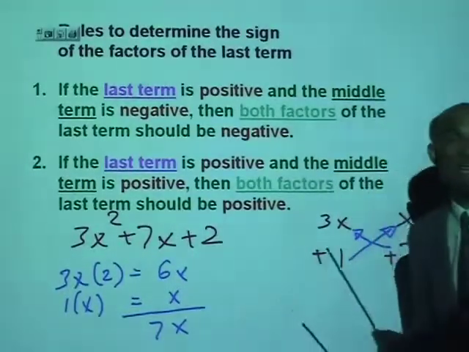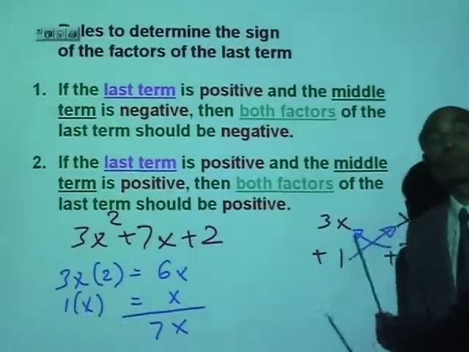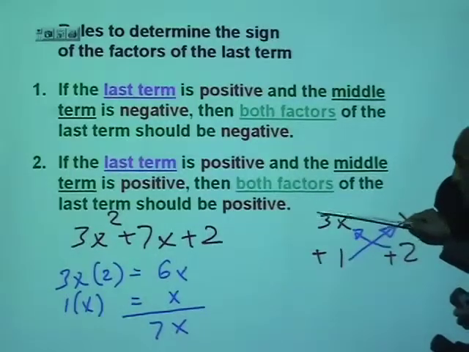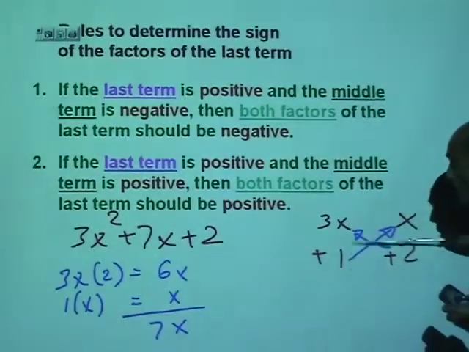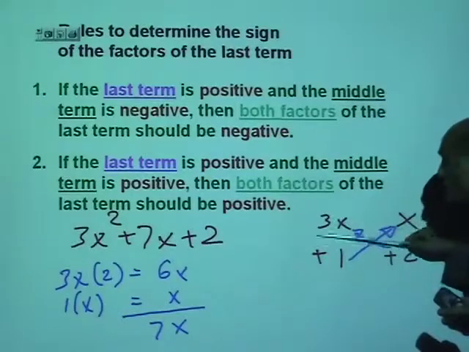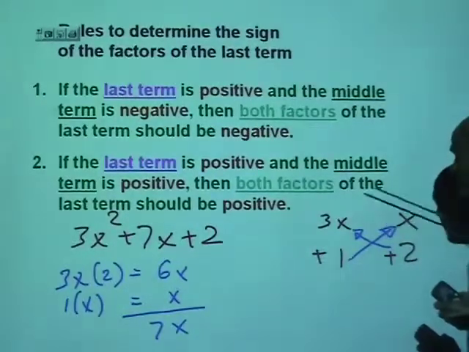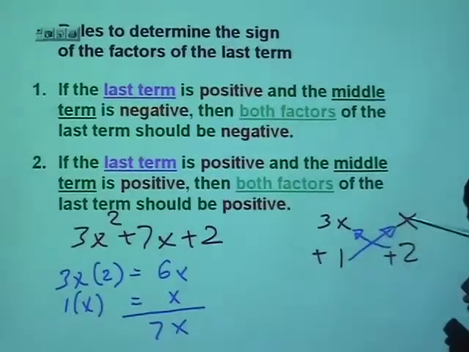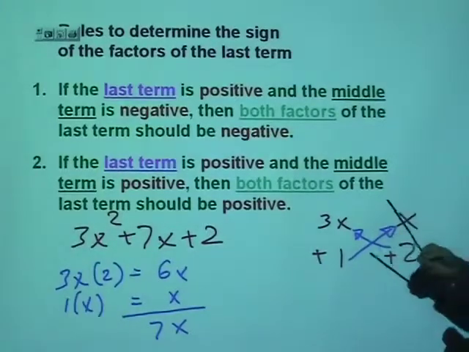Now, once that is satisfied, how do you pick your factors? Your factors are picked vertically. The first factor is 3x plus 1 and the second factor is x plus 2. Okay.